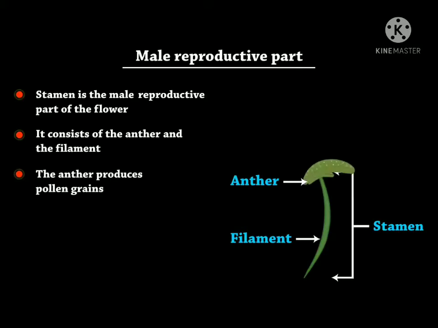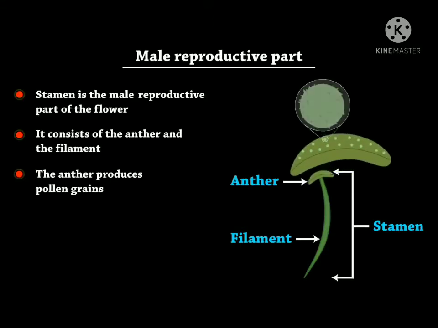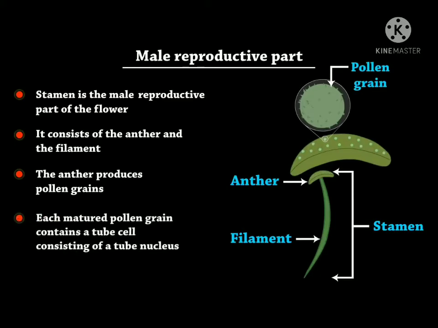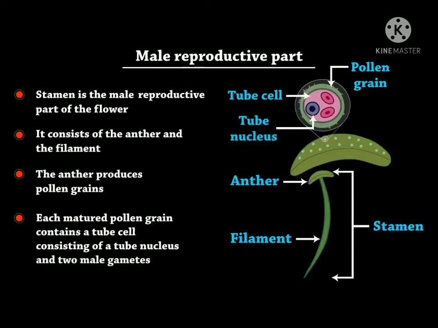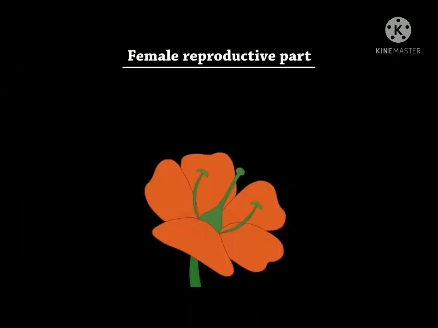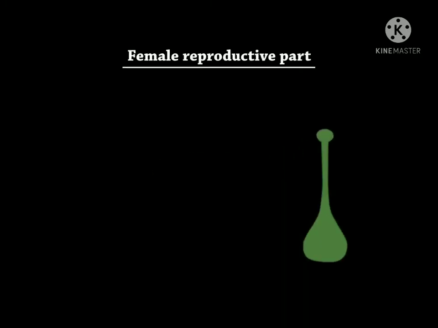The pollen grains present in the anther are a kind of reproductive unit. Each matured pollen grain consists of a tube cell with a tube nucleus, which has the capacity to form the pollen tube and to undergo sexual reproduction. So it has two kinds of cells. First is the tube cell, which comprises the tube nucleus, and the other is the vegetative cell. The two cells are said to be the male gametes. So in each flowering plant, two male gametes are present.